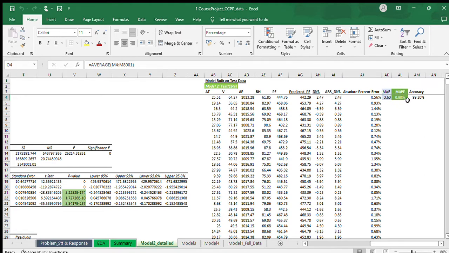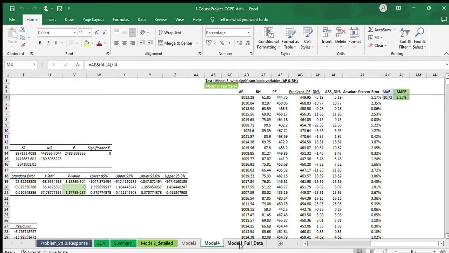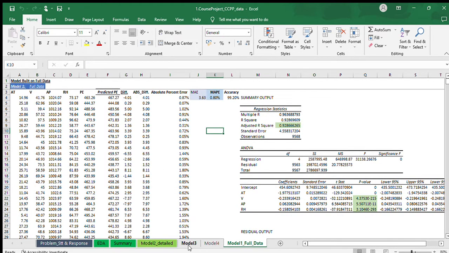The MAPE, which we talked about, is 0.8%, which means that the accuracy of this particular model is at 99.2%. Yeah, then there are other sheets like Model 3, Model 4, and the models that were built on the full data sets.